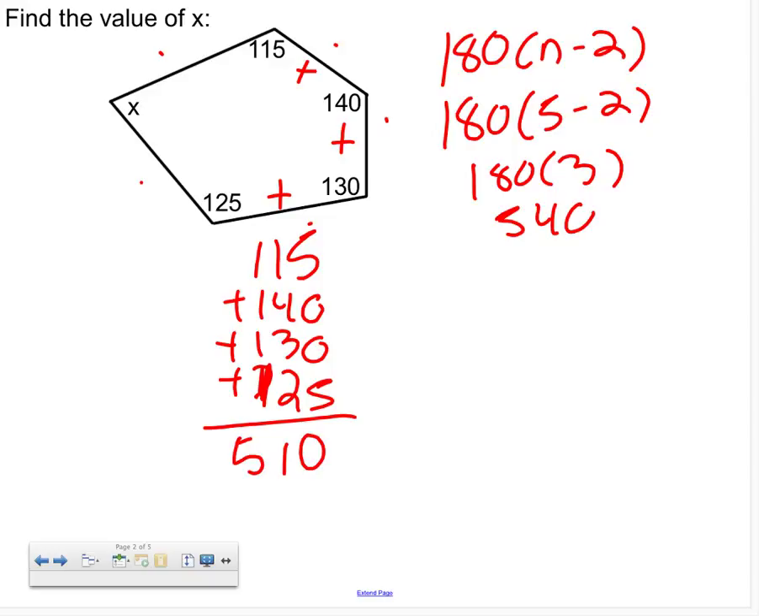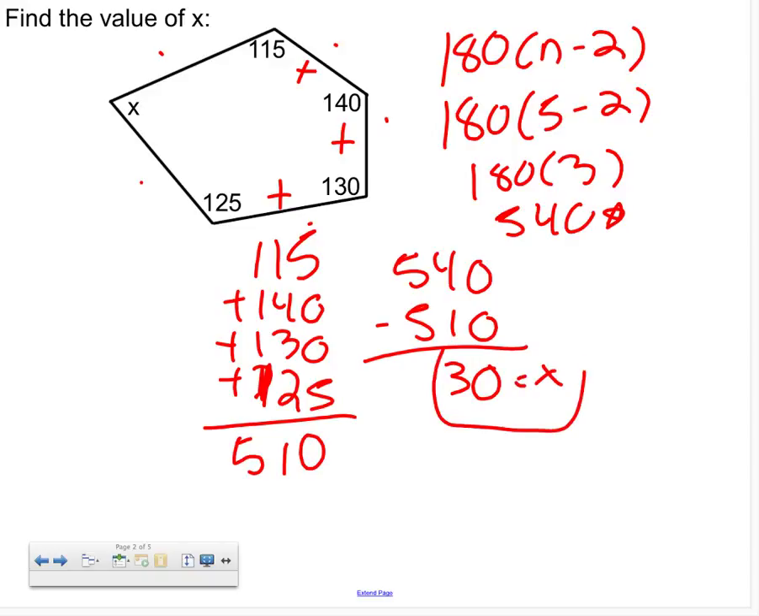But our formula says that we need 540 when all of them are put together. Right now we have 510. So how much does x need to be? Some of you might be able to figure it out right now, but if you don't, you simply take what you need minus what you have, and that will get you what's left. And that will be your missing angle, at 30 degrees.